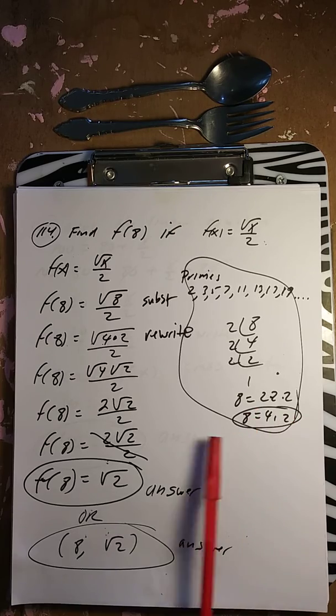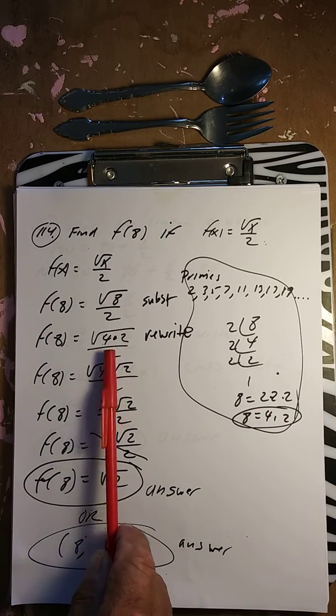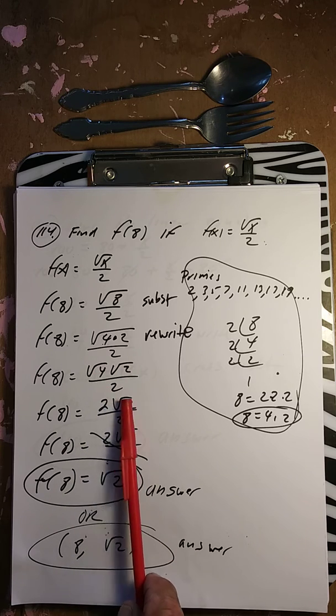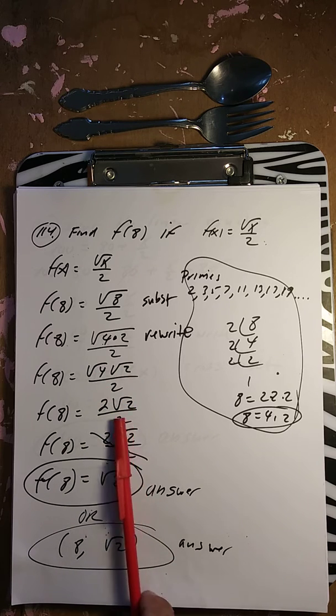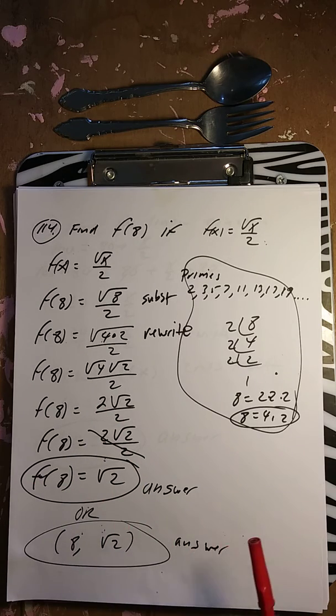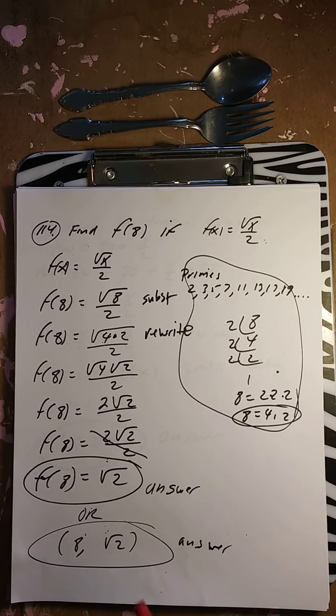So I'm going to use this one here. So 4 times 2 is the same thing as 8, and that's going to be square root of 4 times square root of 2, and square root of 4 is 2, so you have 2 square root of 2 over 2. Notice that the 2's can cancel on the outside. The 2's cancel, so f of 8 equals what? Square root of 2, or the point 8 comma square root of 2.